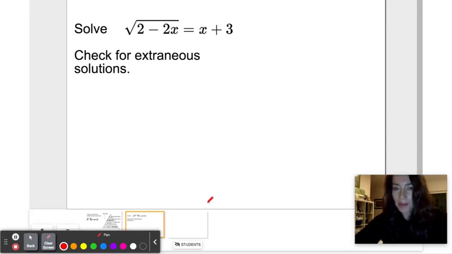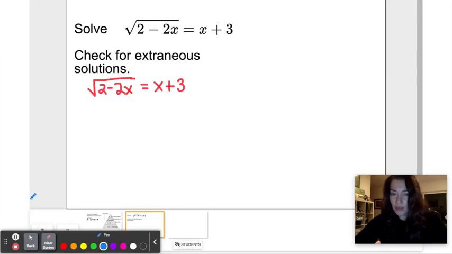Hi, in this problem, I'm going to solve a square root equation where we have one extraneous solution and one real solution. I'm also going to show you how this equation is solved on a graphing calculator. So let me go ahead and rewrite the equation: the square root of 2 minus 2x equals x plus 3. First thing you want to do is get rid of the square root symbol.